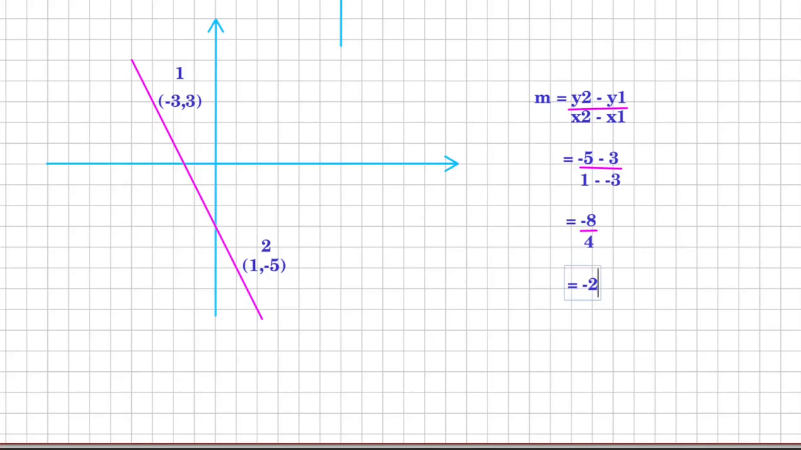Let's try to find the gradient by our previous method. 1 unit to the left, how many units down? It's 1, 2, which is 2 units. Since we are going down, the gradient is negative. So the gradient for this one is equal to -2. For every unit you move to the right, how many units are you moving either up or down? That will give you your gradient.